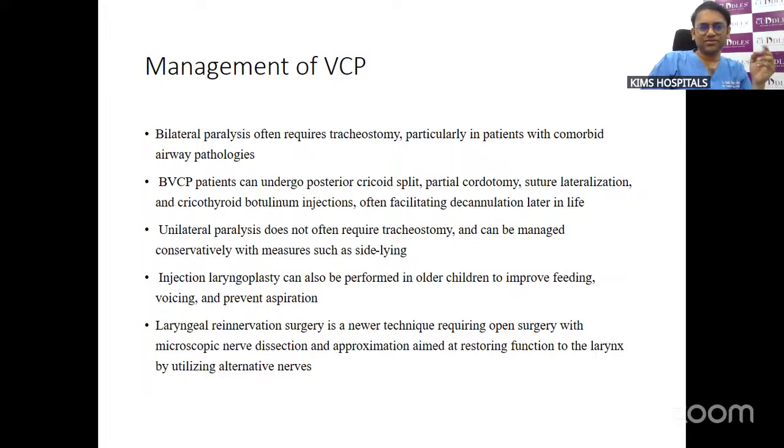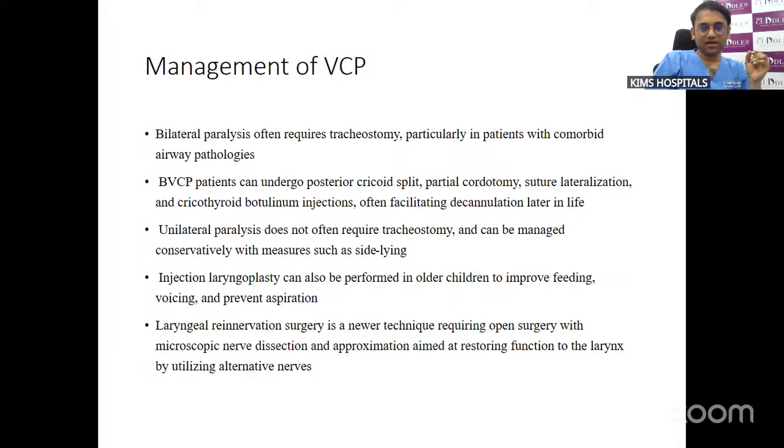Unilateral palsy usually doesn't require tracheostomy because it doesn't cause an obstruction. It can be managed conservatively by keeping the baby in the side-lying position on the affected side, so that, because of gravity, the affected side will not move into the obstruction.